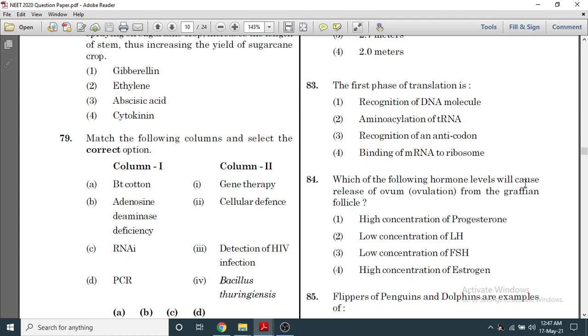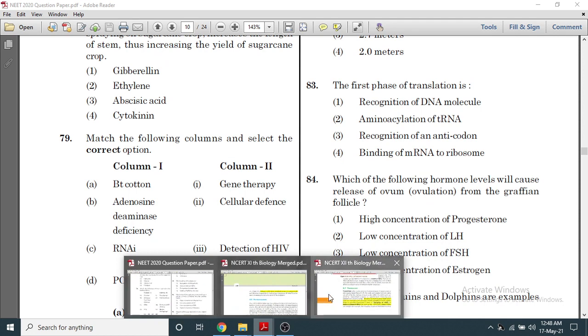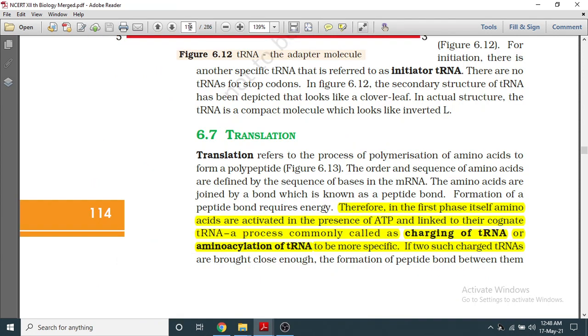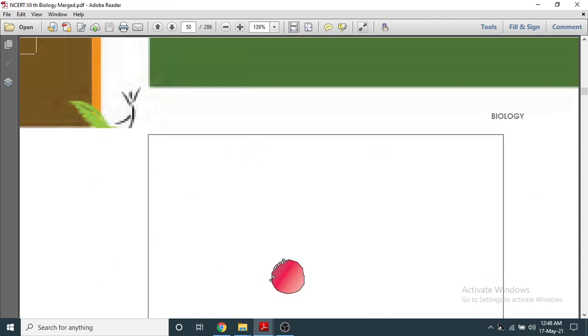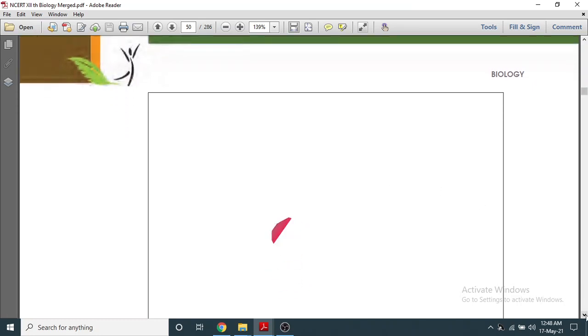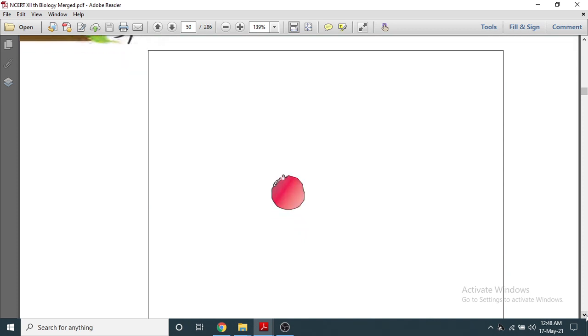Now move on to question number 84. Which of the following hormone levels will cause release of ovum from the Graafian follicle? Now there is a little twist in the question. They have not given LH surge. In question number 84, if you see page number 50, you will find the clear answer to this question. Page number 50, this is the menstrual cycle. This is the diagram of the menstrual cycle in NCERT.